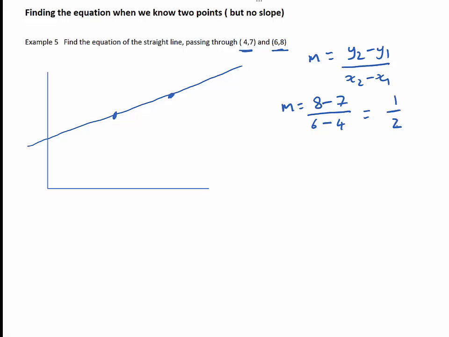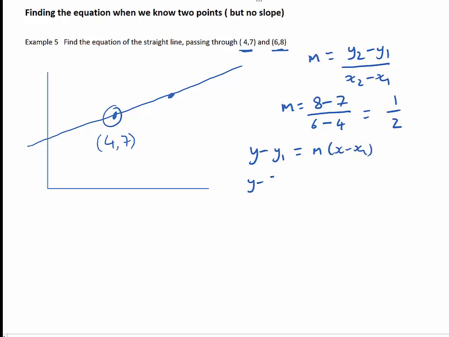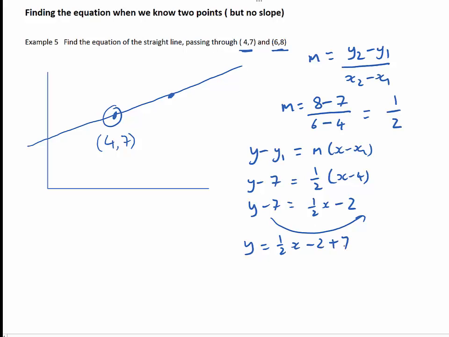Now we have two possible coordinates to use in the formula. It really doesn't matter which one, they're both going to be correct, so I'm going to use 4, 7. y minus y1 equals m times x minus x1. So y minus 7 should equal a half times x minus 4. Expand the bracket, a half x minus 2. Move the minus 7 over, so y equals a half x minus 2 plus 7, or y equals a half x plus 5.